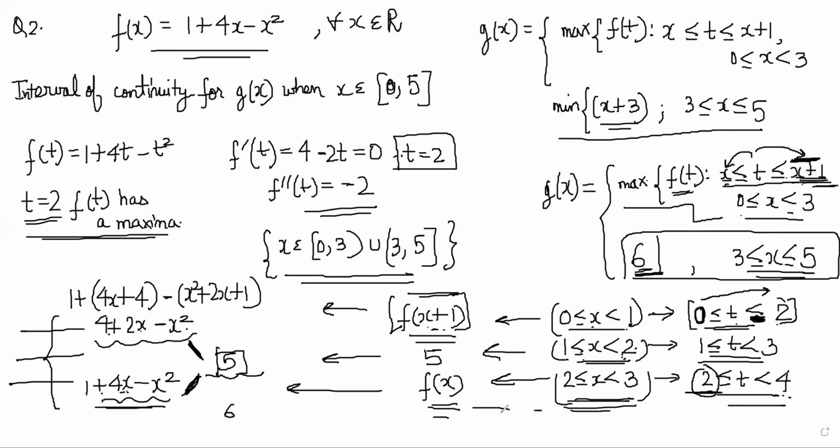And in 2 to 3, the opposite happens. f of x is the maximum because it decreases after 2. And in between, there is 5 because in that range, the maximum value is 5. 1 to 3, here 2 is the maximum value. So you just put that value.